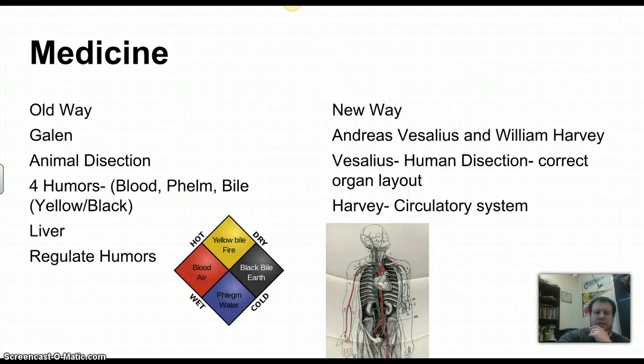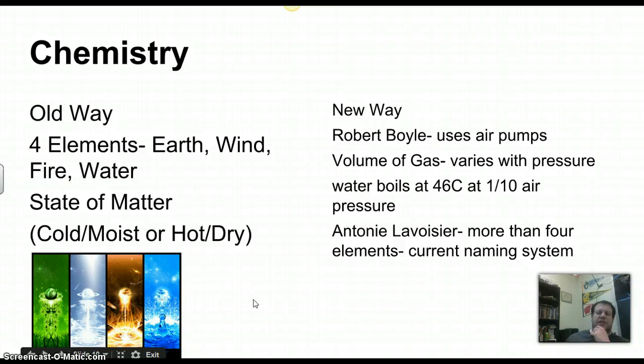Here's exactly where it is. So hot's up here by kind of the blood, air, and fire really hot and wet. Right here you have fire and earth being dry, earth being cold, fire being hot. And you have to kind of regulate how everything worked that way. So basically you break down state of matter to 4 things: earth, wind, fire, and water.